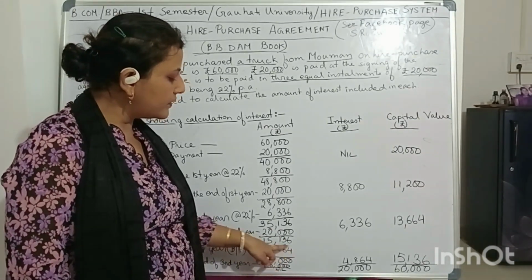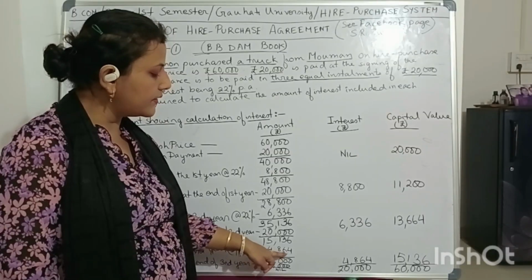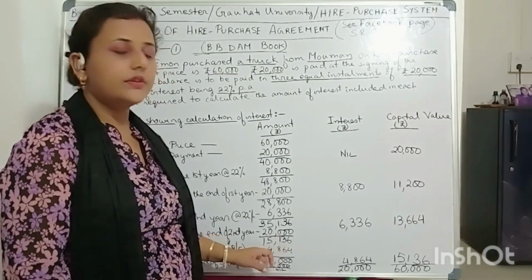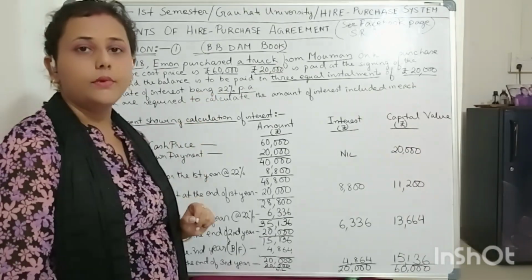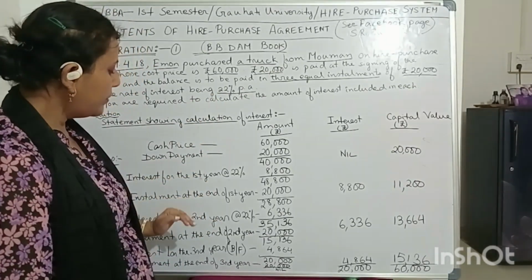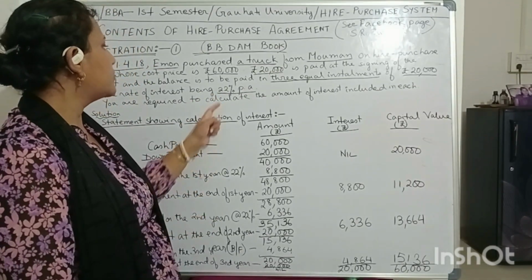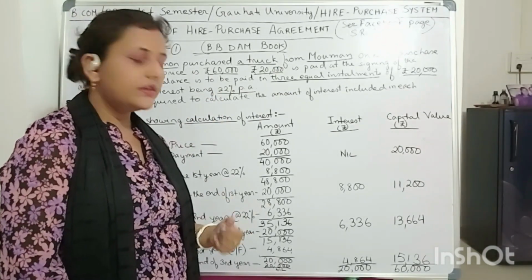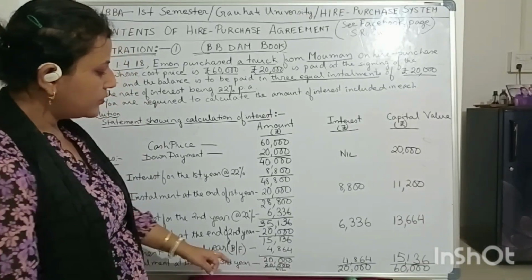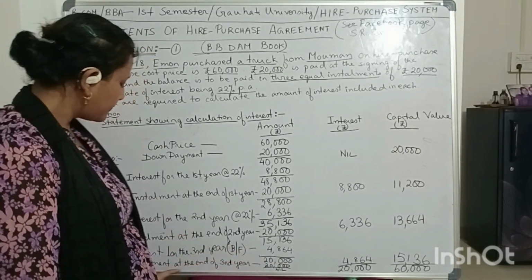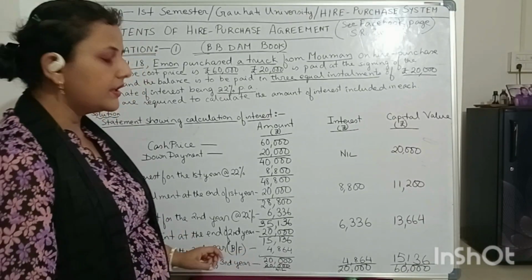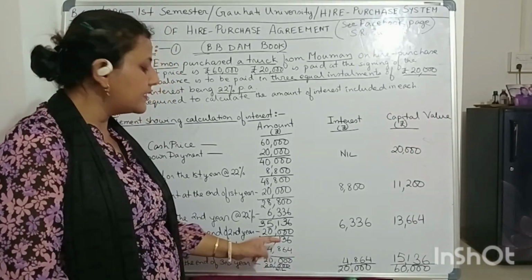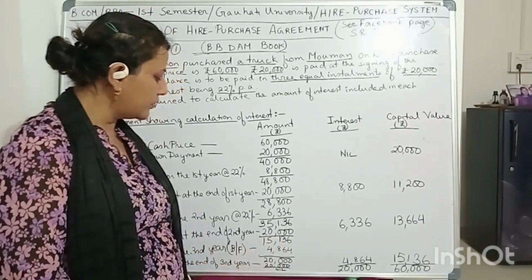This amount of interest is found out: 4,864. It is not based on the rate of interest, which is 22% per annum. Only the first year installment and second year installment are calculated on the basis of the rate of interest. The third year interest value is calculated by deducting the amount of the third year installment, and this one, the balancing figure, that is 15,136.